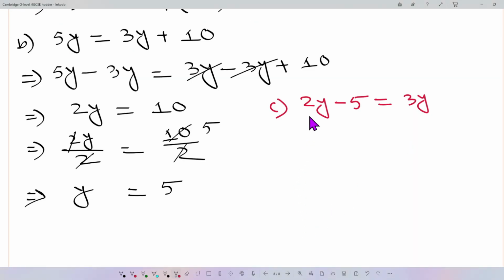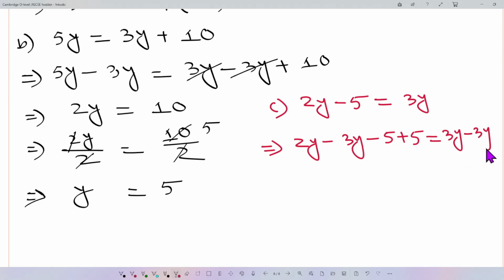Number C. 2y minus 5 equals 3y. So in this case, 2y, and here is a minus 3y. The 3y will become minus 3y, and the minus 5 will become minus 5 plus 5, and here 3y minus 3y and plus 5. So finally this minus 5 and plus 5 cancel out, and here is minus y equals, and here 3y minus 3y cancels out, so here is plus 5.